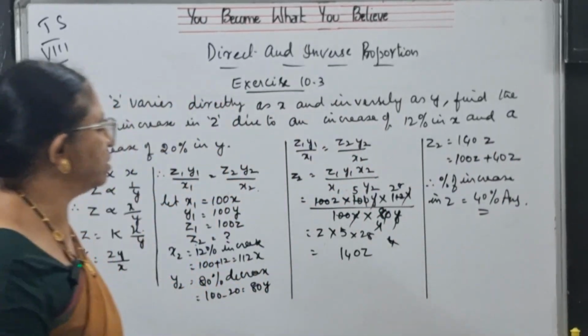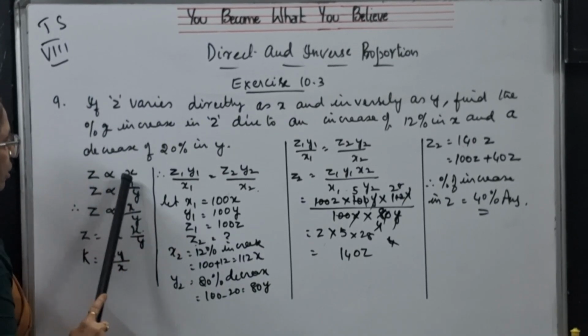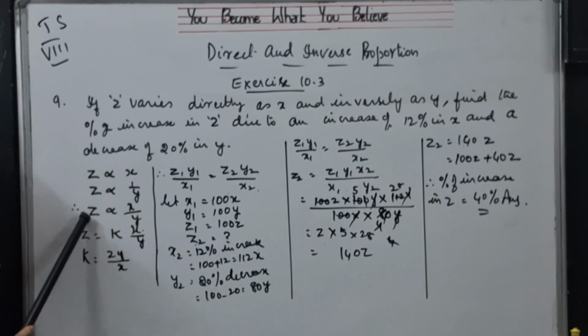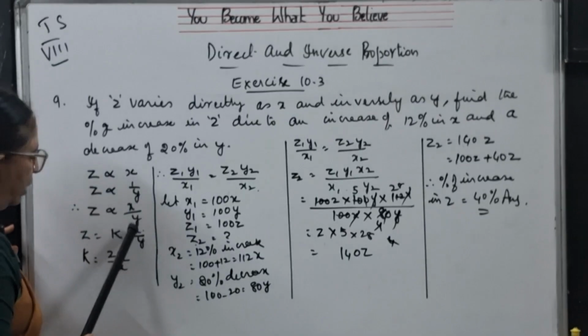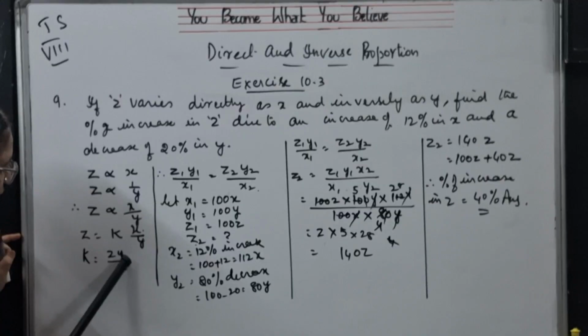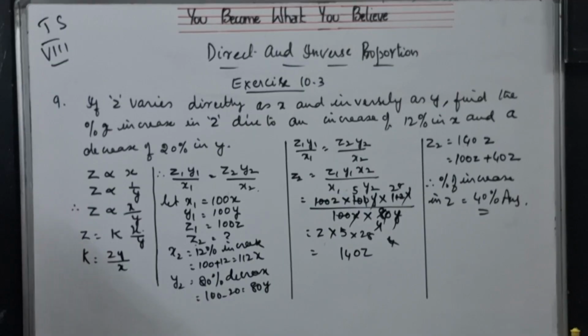It looks like a tricky question, but it is very easy if you follow the method. They said Z is directly proportional to X and Z is inversely proportional to Y. So Z is equal to X by Y. That means Z is equal to Kx by Y. So K is equal to how much? Zy by X. That means what we can take? Z1 Y1 by X1 is equal to Z2 Y2 by X2.